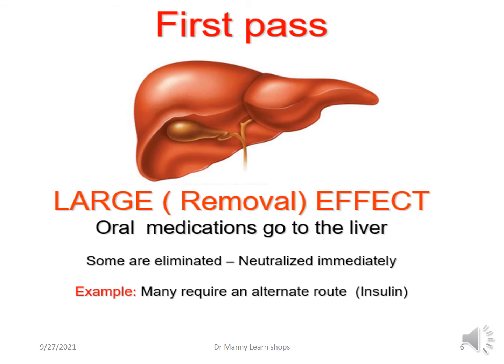In the first pass, there's a large removal effect. Oral medications go to the liver, and one of the primary responsibilities of the liver is to clear potential toxic medications or waste products, etc. So therefore some are eliminated and neutralized immediately. An example would be insulin. As a consequence of the first pass effect of insulin, it requires an alternative route, which we know to be intravenous or subcutaneous.